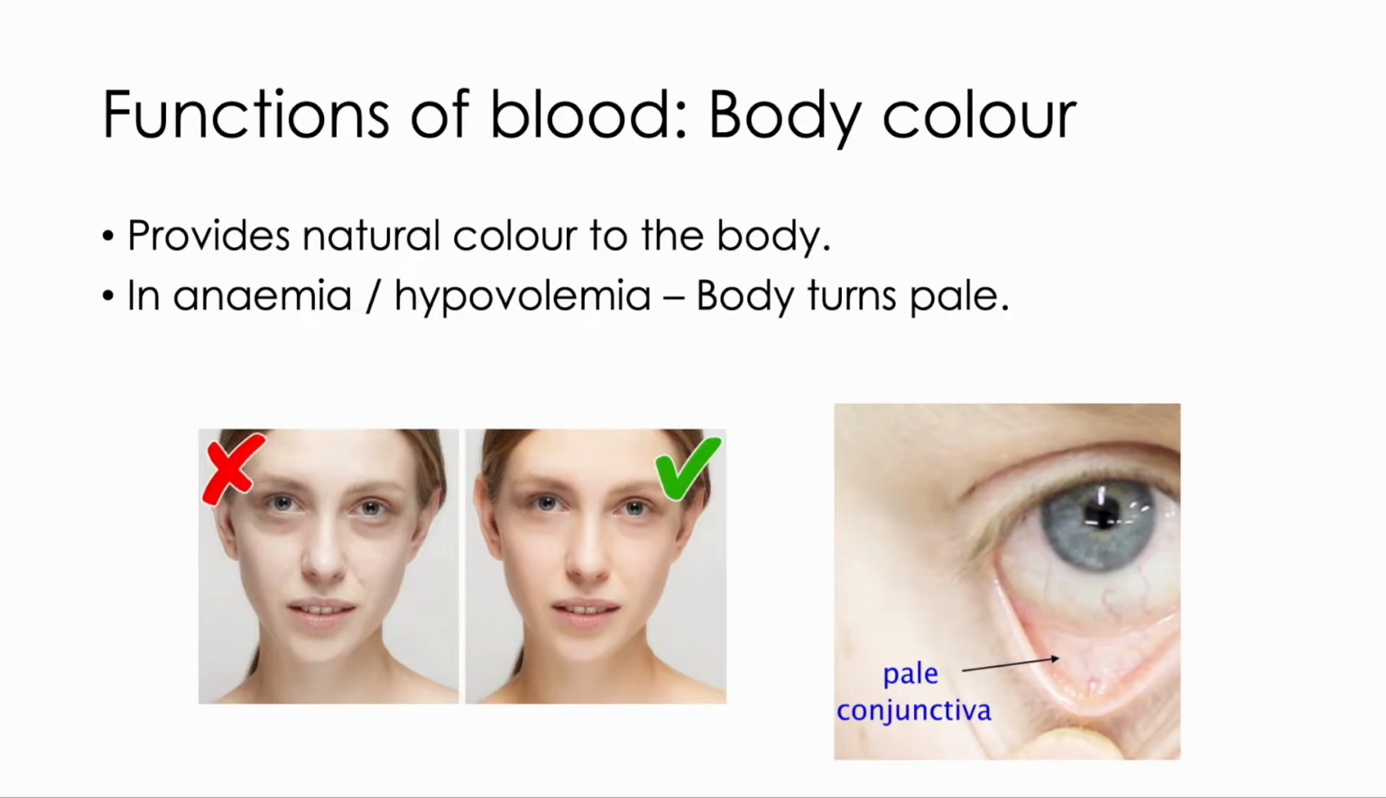Blood also gives the body color. As I mentioned earlier on temperature regulation, if your body is too hot, it turns red. If you are too cold, it turns blue. Similarly, the concept applies to conditions where a person has low blood content, for example anemia or hypovolemia. Their body tends to be a bit pale, because the heme color from the hemoglobin is reduced.